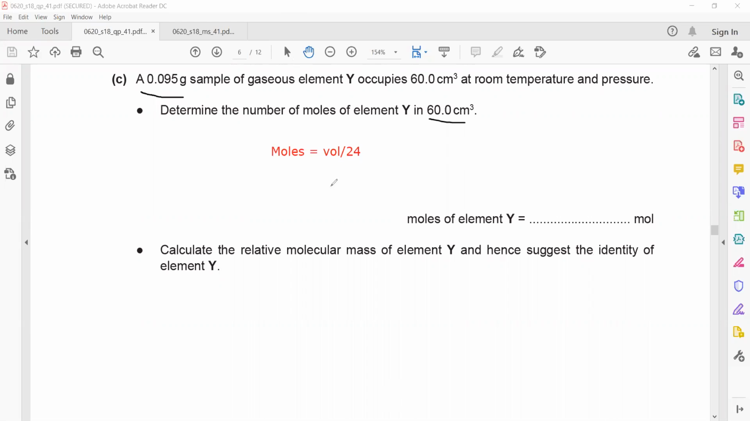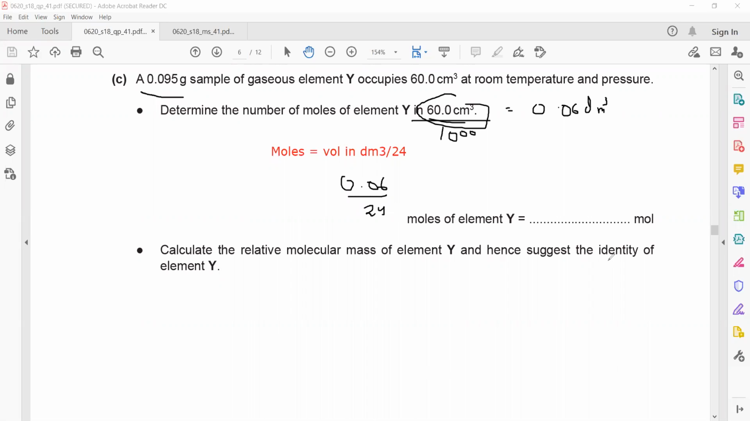So what is the volume of the gas? But the volume of the gas should be in dm cube, and here it is in cm cube. So we cannot substitute, otherwise you will get a wrong answer. Volume should always be in dm cube. So to convert cm cube into dm cube, we divide by 1000. So 0.06 dm cube, and then 0.06 dm cube divided by 24.